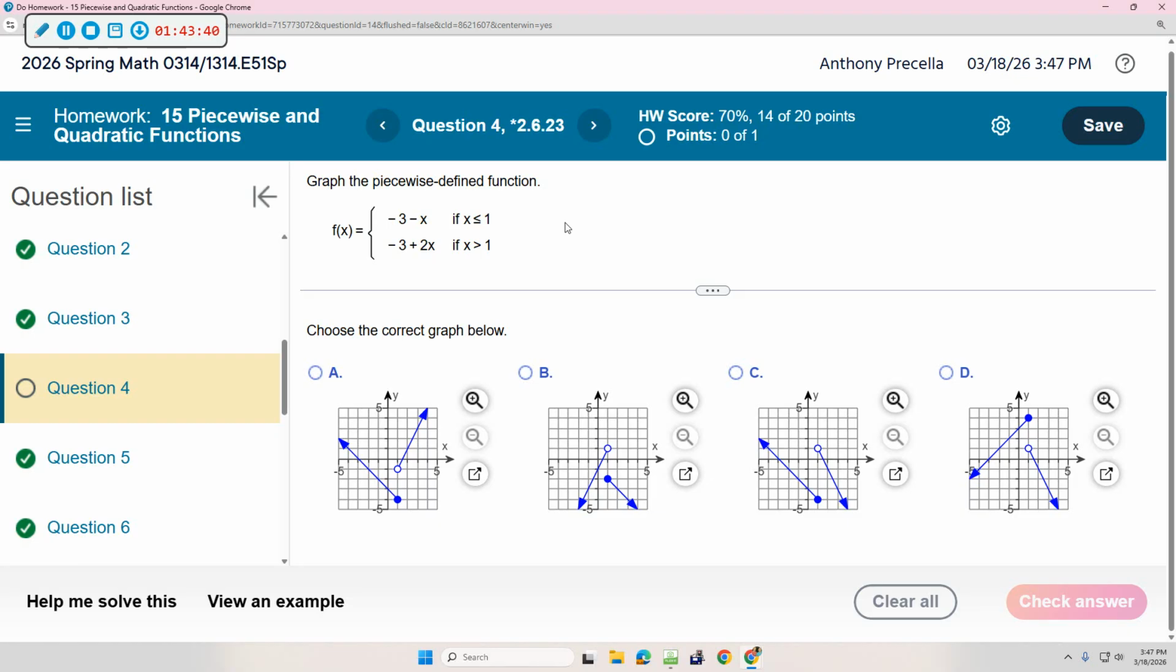Unless he decides to do another one. Oh, goodness. Okay, we'll use negative 3 minus x if x is less than or equal to 1, and we'll use negative 3 plus 2x if x is greater than 1.